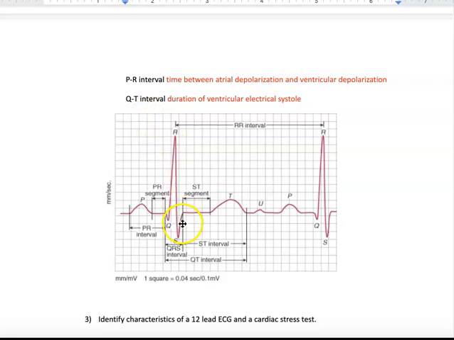The QT interval, from here to here, is the whole process of ventricular systole here. Okay, so that's just another one you need to know. And again, there's a normal segment there. We'll talk about what it looks like when this segment starts to do something. This ST segment does not look right.